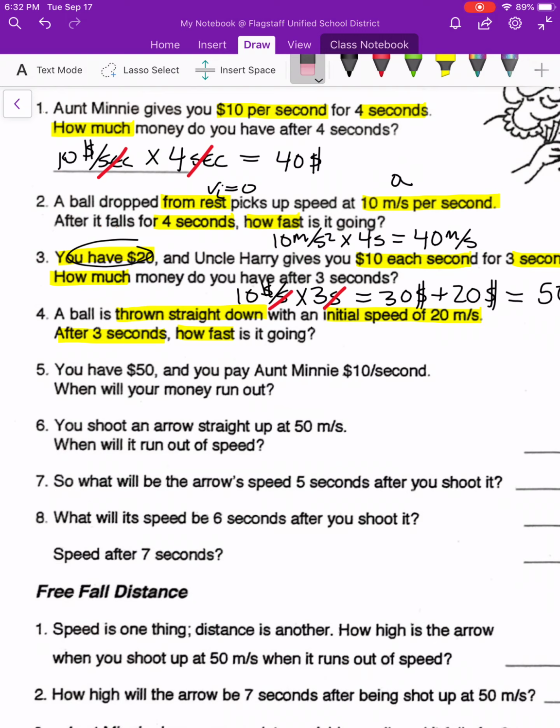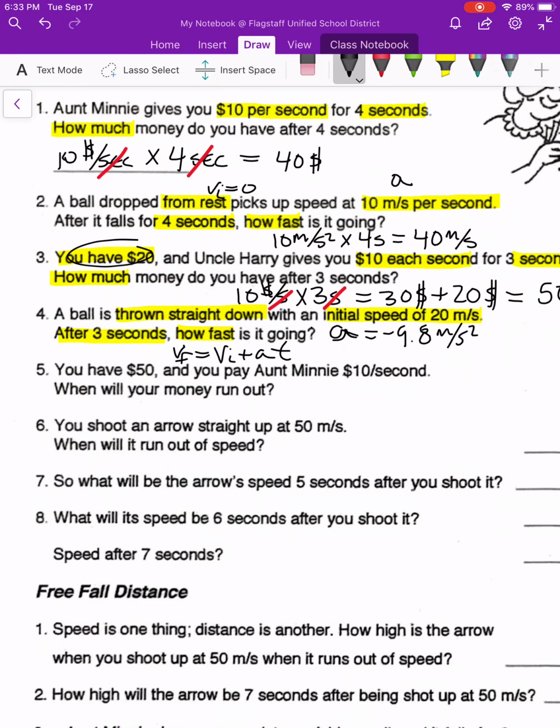Why do we know acceleration? Well, because it's thrown straight down, which indicates to me that gravity is working on it. So my acceleration equals negative 9.8 meters per second squared. If I look at our equations from the practice problems or from our notes, we can see that there is an equation that uses all of these variables. Our V final is equal to our V initial plus acceleration times time.